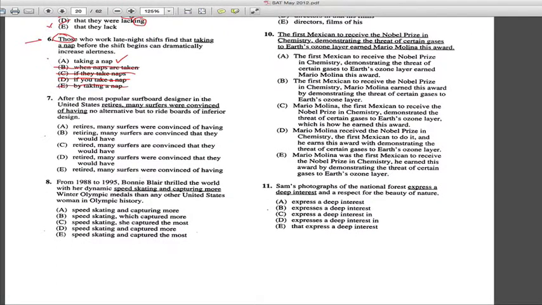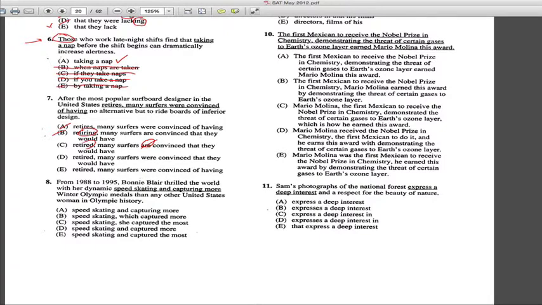We'll just take mark here. After the most popular surfboard designer in the United States retires after many surfboards were convinced of having retires. It should be retired, not retiring. Retired. Okay. Many summers. Not are, that puts it in present tense.